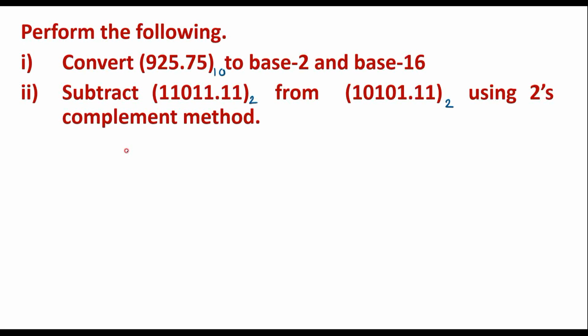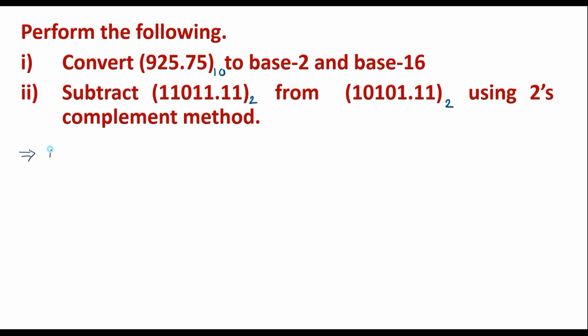Consider one example on number system. Perform the following. Convert 925.75, which is in decimal, to base 2 and base 16. Subtract 11011.11, which is in base 2, which is in binary, from 10101.11 using 2's complement method.